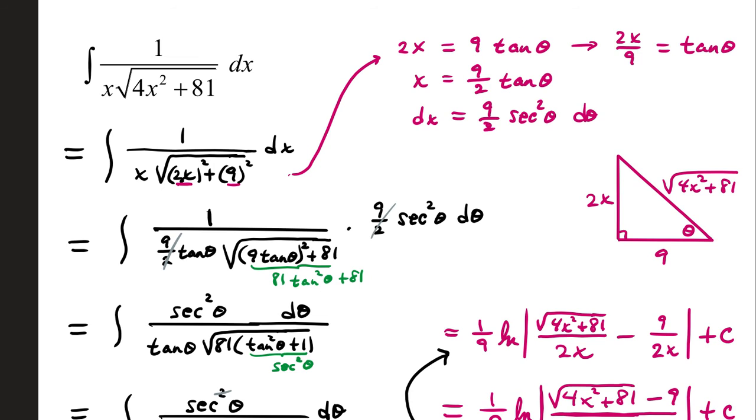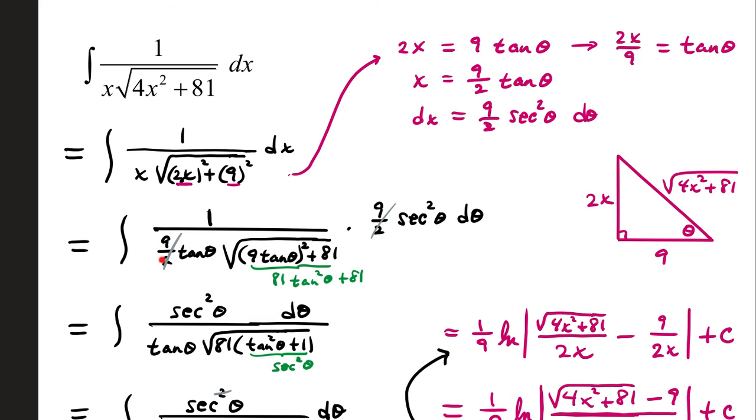2x equals 9 tangent theta. Dividing both sides by 2, that's x equals 9 halves tangent theta. The derivative is 9 halves secant squared theta d theta. Coming back to the original problem, we replace this x with 9 halves tangent theta. This dx we replace with 9 halves secant squared theta d theta. That's all done here on this step. All the x's and the dx have been replaced.